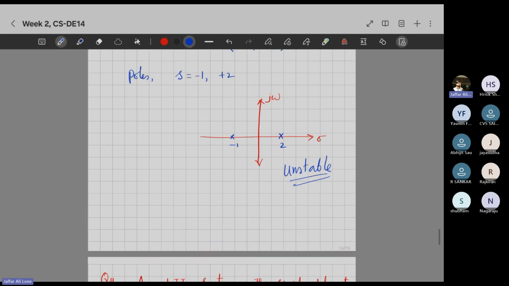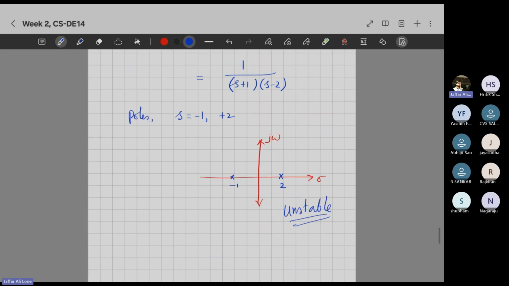You only need to think of repeated poles if the poles are on the imaginary axis, right? Otherwise, if you give any input, the system output will be unbounded because the system is unstable. If anybody has any question, please tell me, or we will just solve the last question of the day.